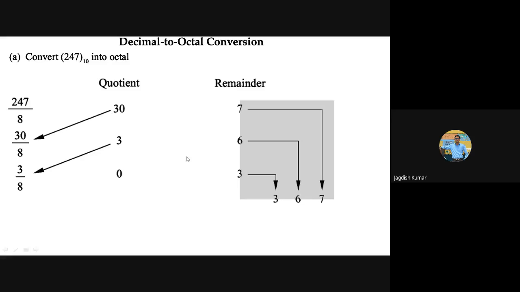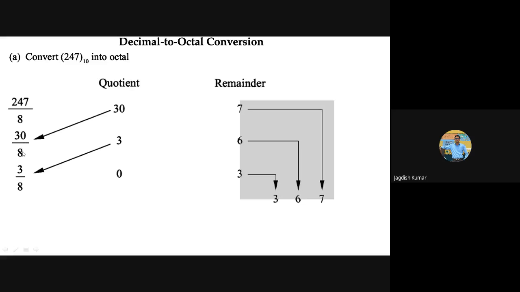You have to keep on dividing the number by 8. I first divide the same way we do for binary. Because we are going to an octal number system, we divide by 8, because the base is 8 here. So what is the quotient going to be? This is going to be 30. I hope you know how to get it. And what is the remainder here? Finally, the remainder will be 7.